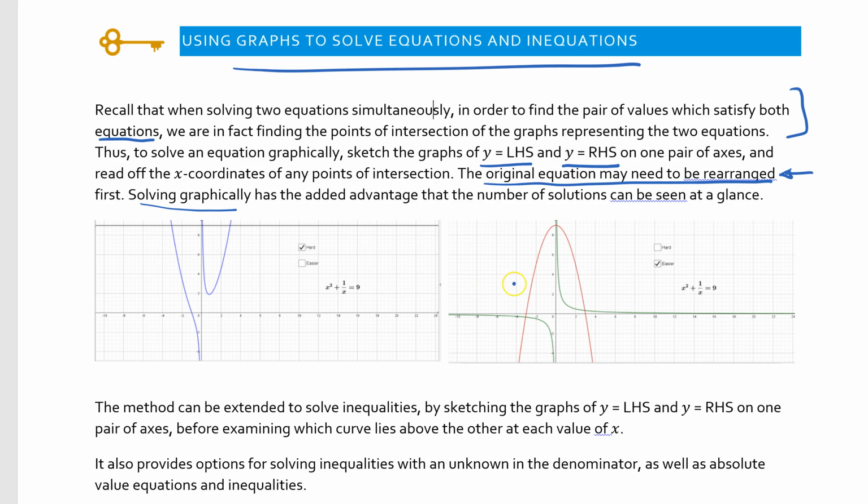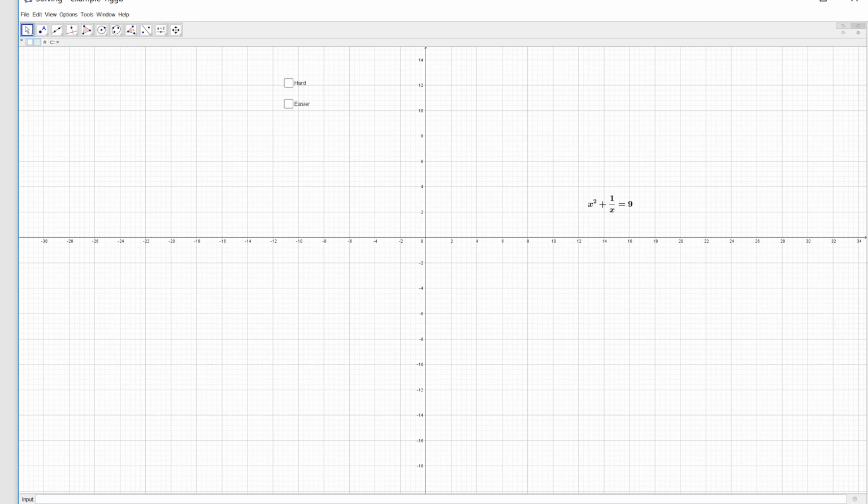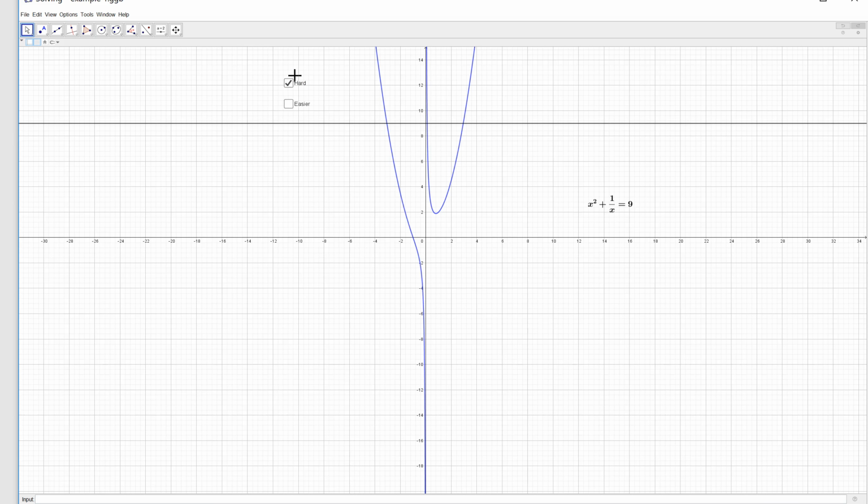So the diagrams are here below, but I'm going to just jump to GeoGebra so we get a bigger version of it. So suppose we had this equation to solve: x squared plus 1 on x equals 9. Then, according to the method above, if we draw the graph y equals x squared plus 1 on x and the graph y equals 9, then where they intersect is the solution. Now, that's what that looks like.